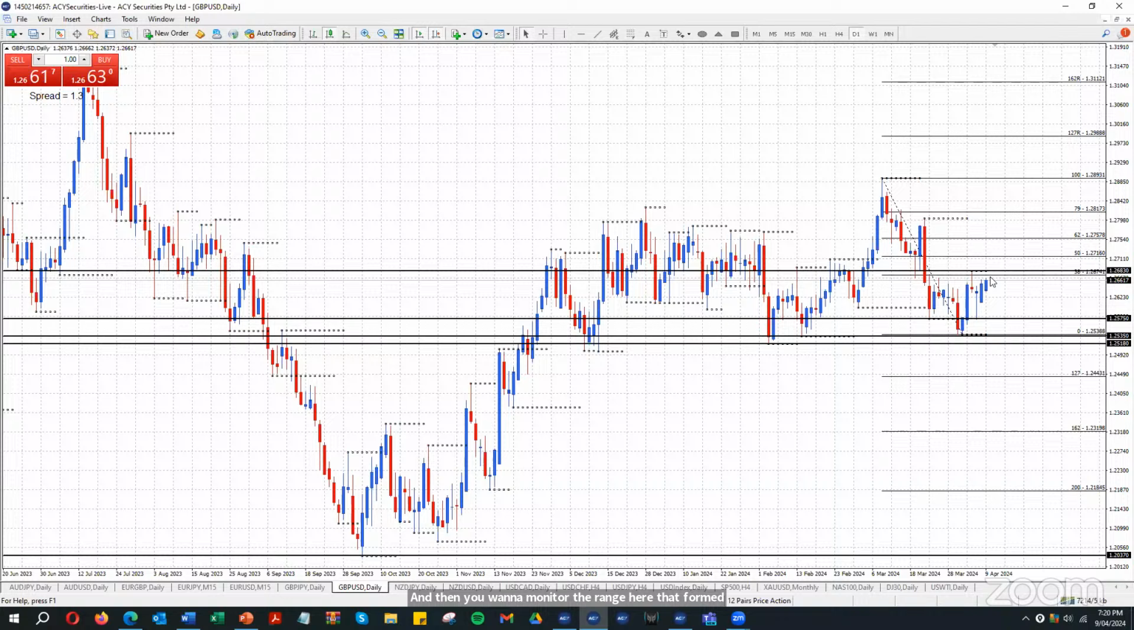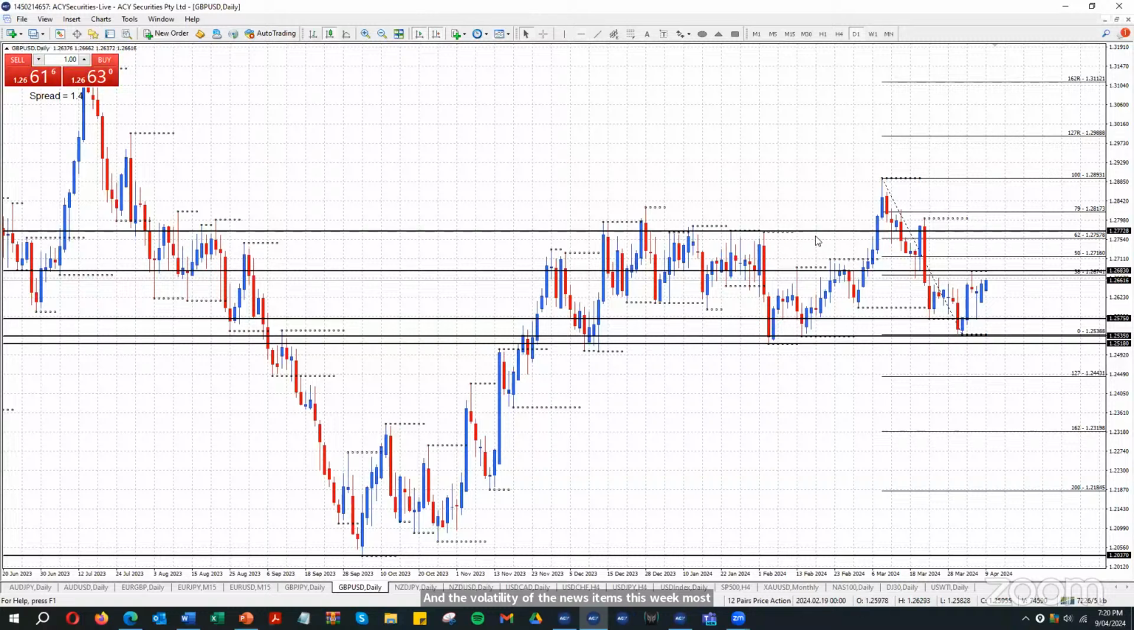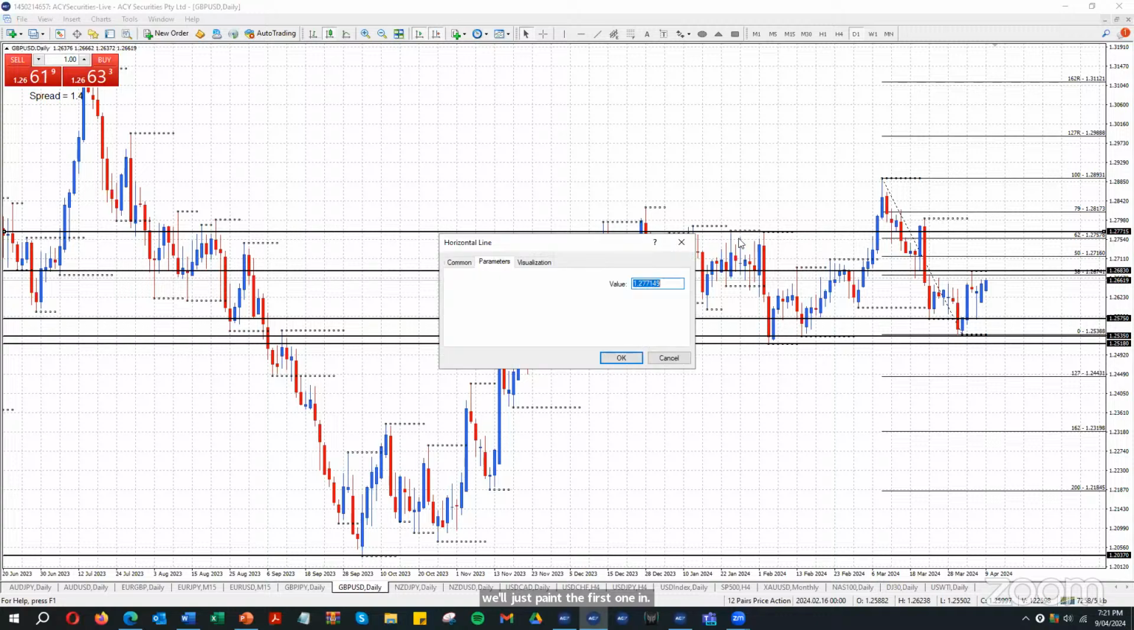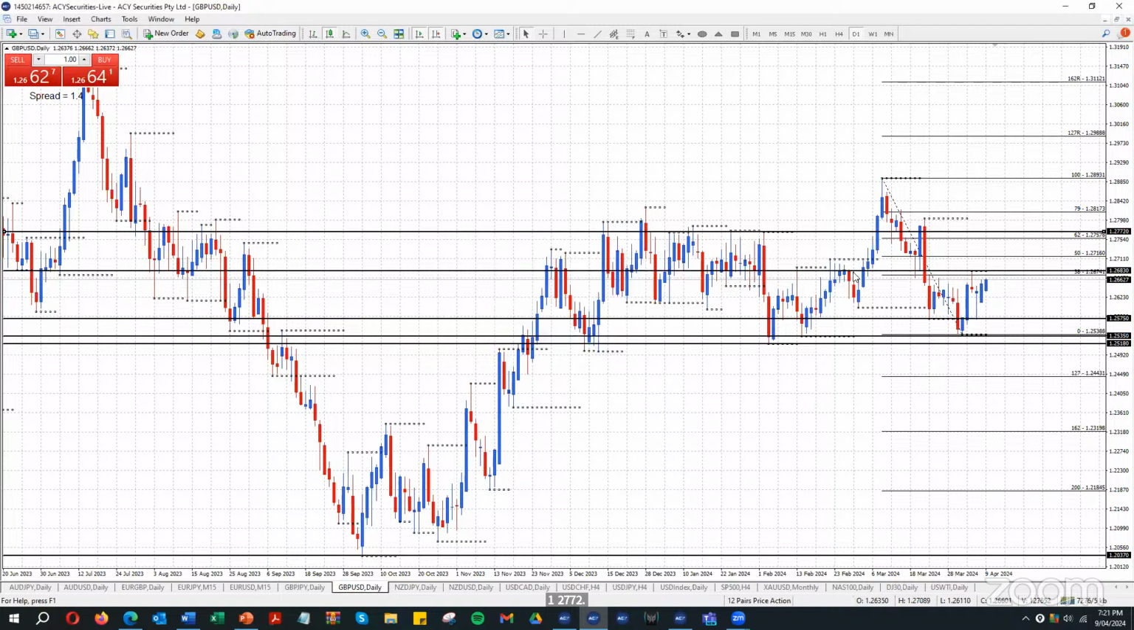And the volatility of the news items this week could most definitely come up to areas where, this area here, 127.72, close to the 62. Lots of highs here to the left, so we'll just paint the first one in. 127.72. All right, so just love to watch through the week, primarily tomorrow. As well, tomorrow, there's a couple of highs over here to the left as well. So any movement up here at the moment is just corrected from last month.